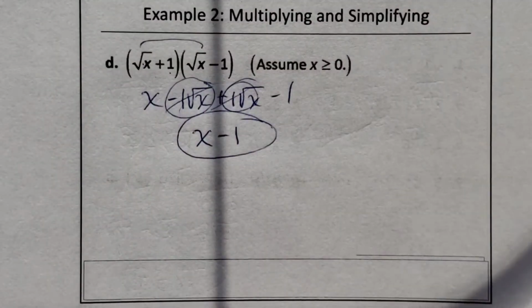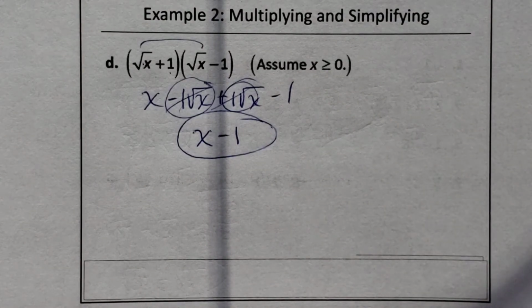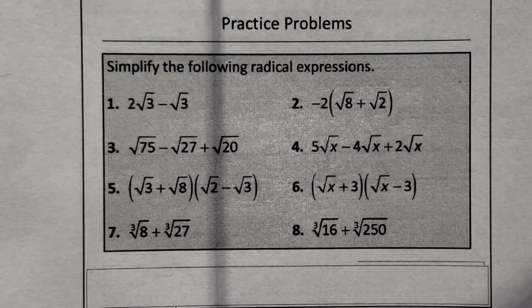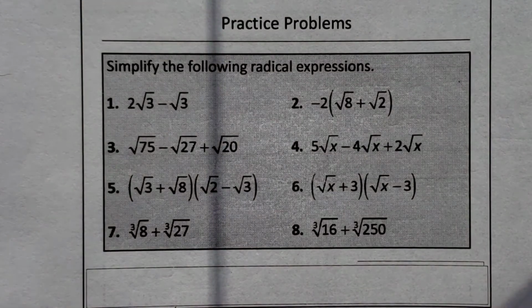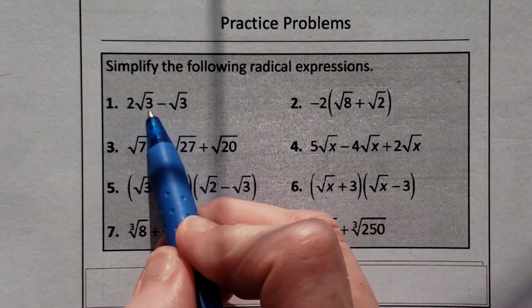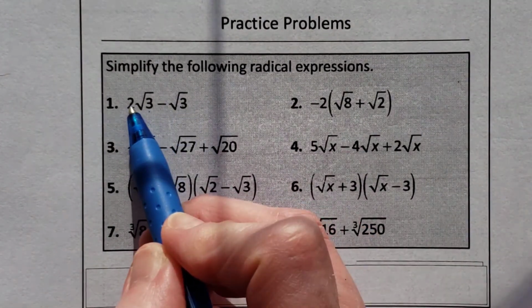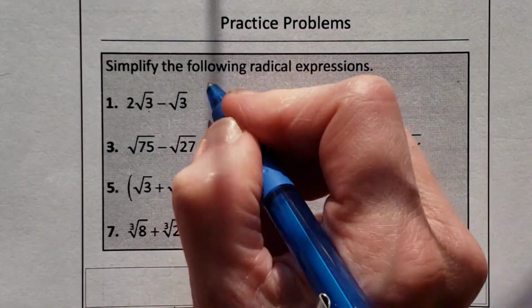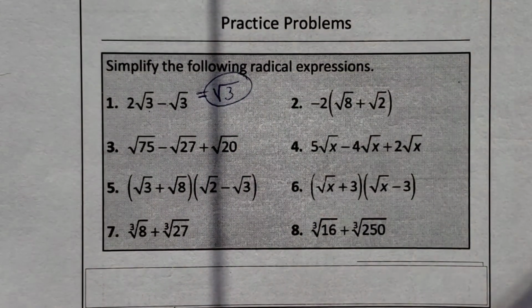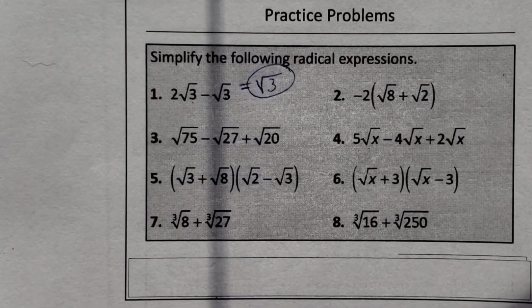All right, I think I gave you the answers on your practice problems. So go ahead and pause the video, see if you can figure those out, and then I'm going to work them out as well. All right, so number 1, these are like terms, so all we're going to do is subtract 2 minus 1. So 2 minus 1 is 1 square root of 3. That's it, 1 square root of 3.